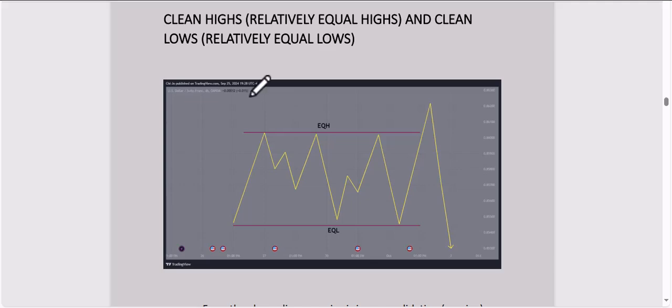Hello, let's talk about clean highs, which are also known as relative equal highs, and clean lows, which are also known as relative equal lows. I can use the terms interchangeably. So let's look at this diagram.